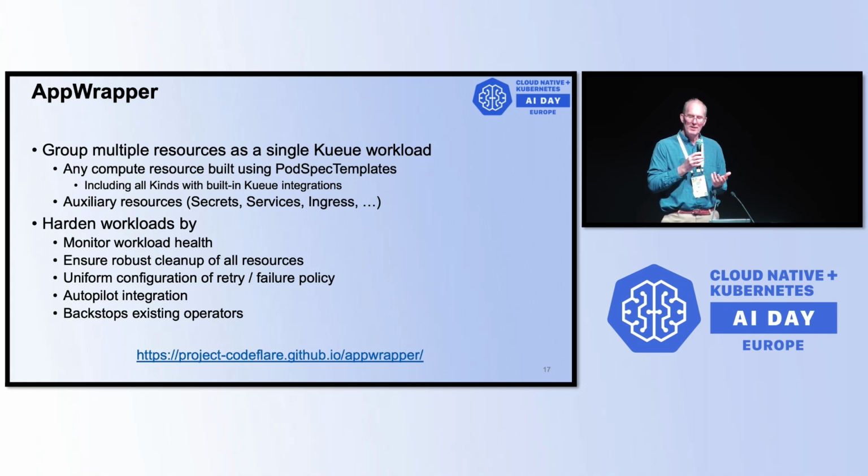And for this talk, the key thing App Wrapper does is that it is also our mechanism for hardening the workloads. The App Wrapper controller monitors the workload health and ensures that if something goes wrong with the workload, the resources are robustly cleaned up so that they're actually all gone and we don't have dead pods lying around tying up resources. And it gives us a uniform way to talk about our retry and failure policy, which I'm going to talk about next. And we have an integration with Autopilot with it.